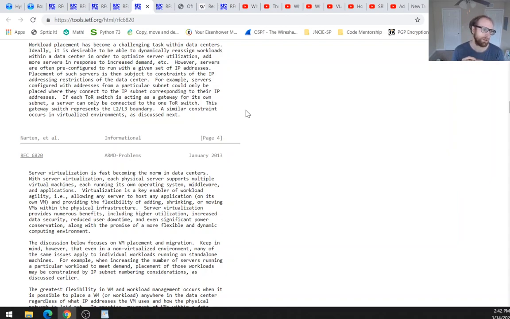This gateway switch represents the L2/L3 boundary. A similar constraint occurs in virtualized environments, as discussed next.